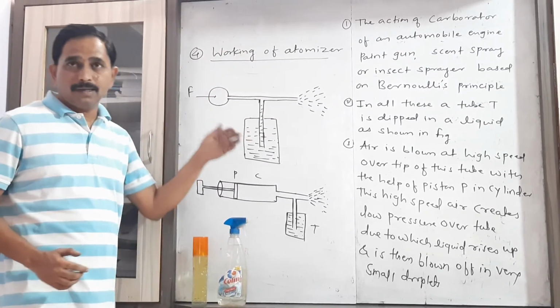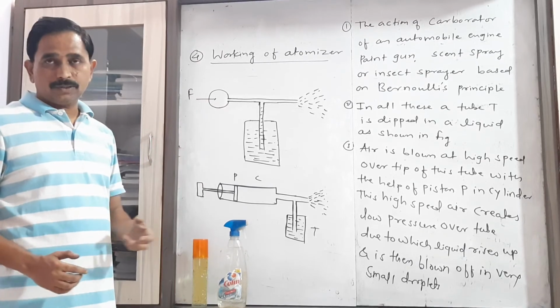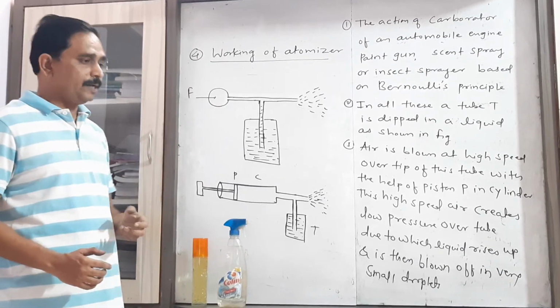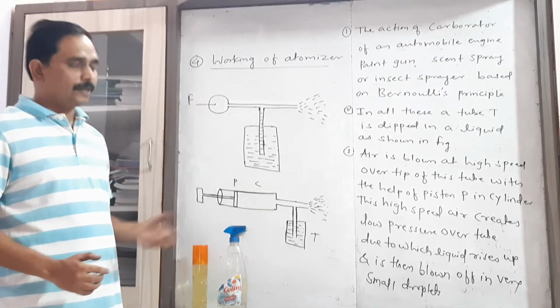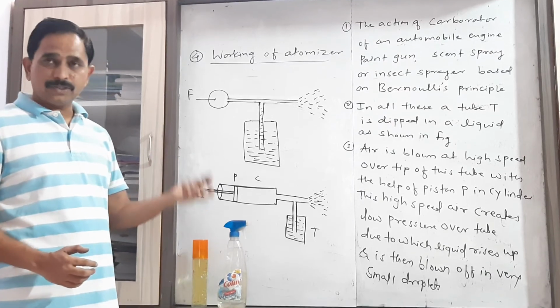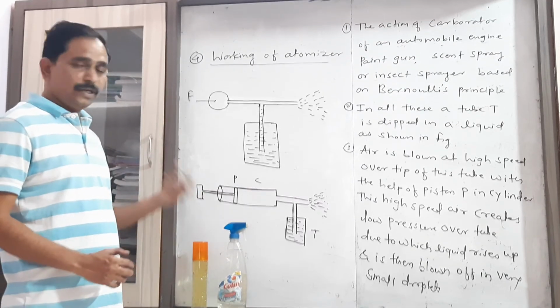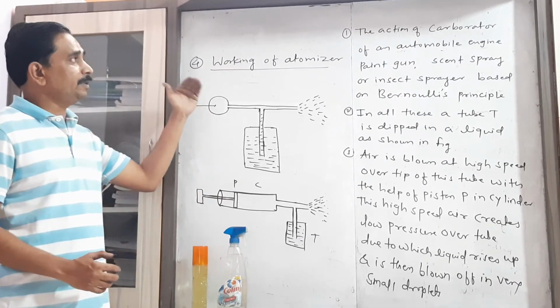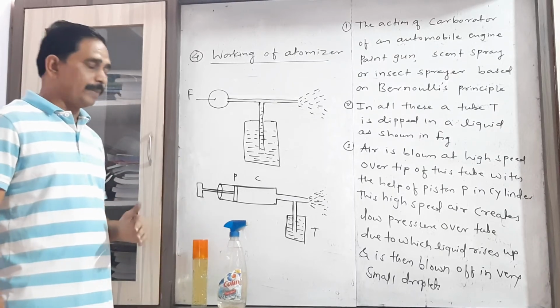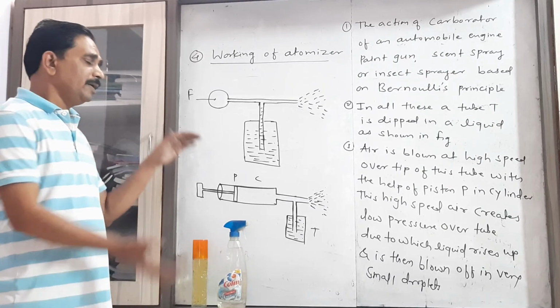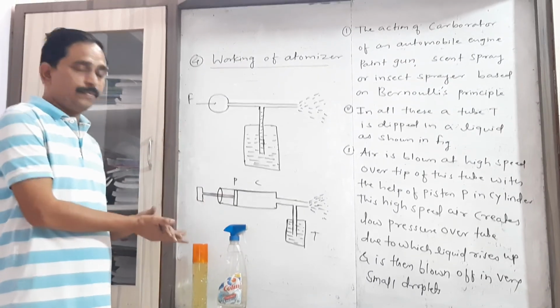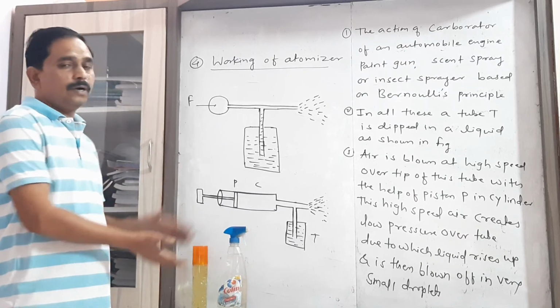The first one is speed of efflux, second one is venturimeter, third one is the aerodynamic shape of the wings of aeroplane, and fourth one is working of an atomizer. So this completes the second part of this chapter, that is hydrodynamics.